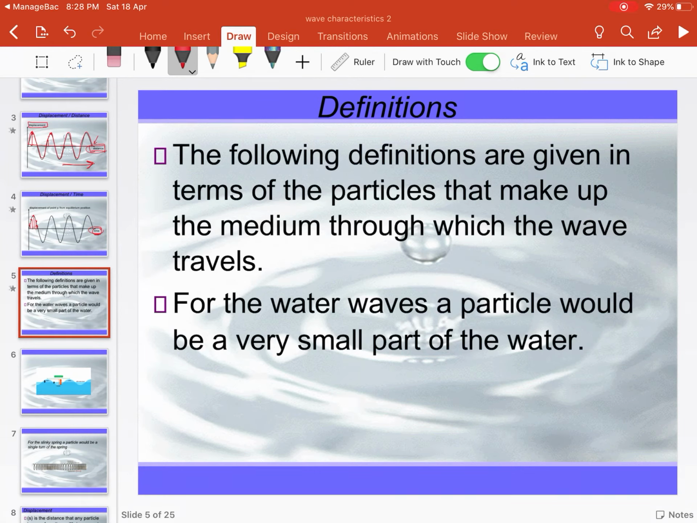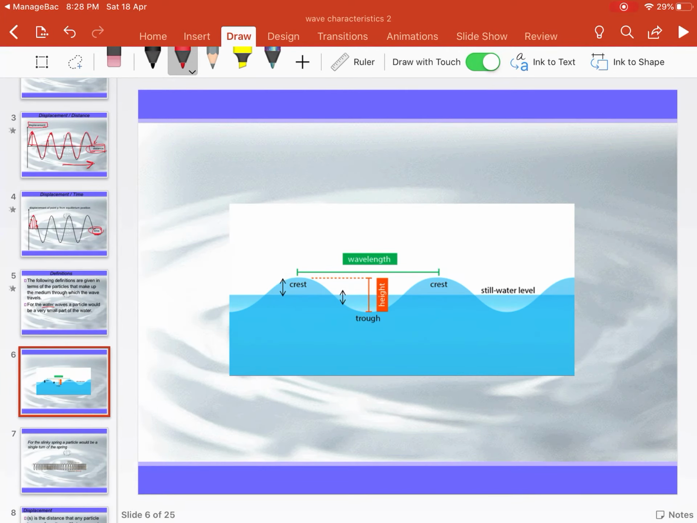Now, the definitions you need to know, guys, they refer to the particle and the wave. For example, if you have a water wave, the water particles are displaced up and down. As you can see, this is displacement up. So maximum displacement will give you a crest, and this particular part here is a displacement downwards below the rest position. This is the rest position of the water.